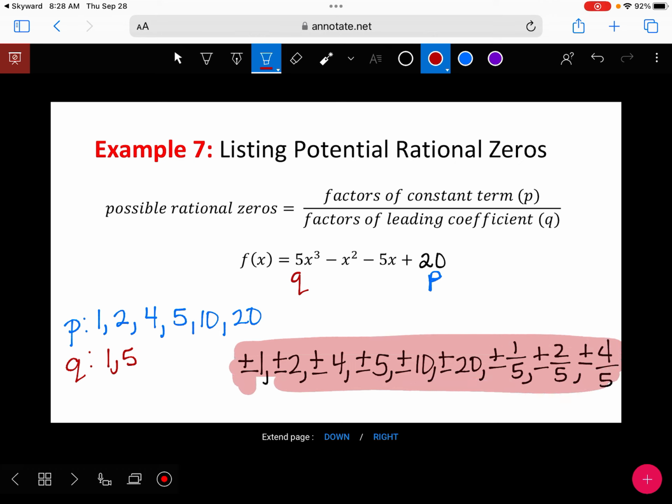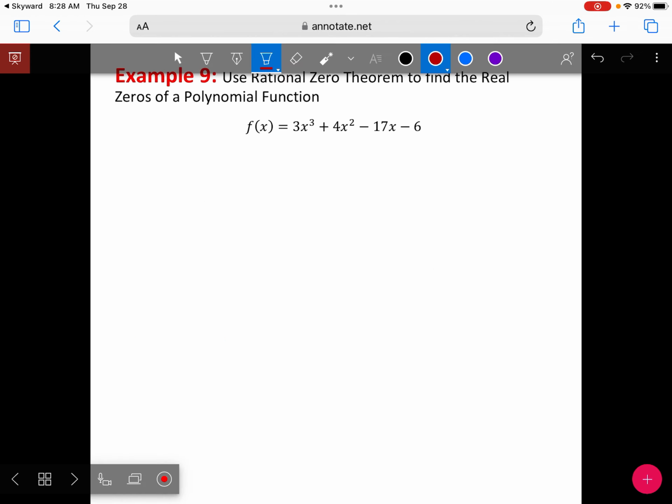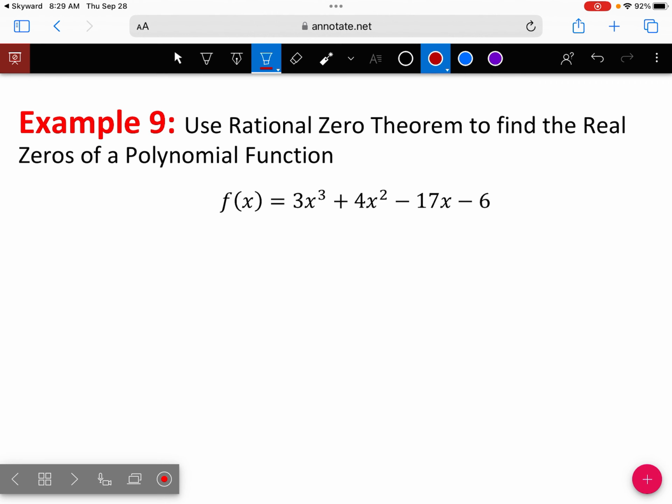So now that we have that, now we're going to start actually finding them. But you have to know where to start so you don't waste your time testing numbers that aren't even a possibility. So we're going to skip over example 8 and go right to example 9. So we're going to actually find.